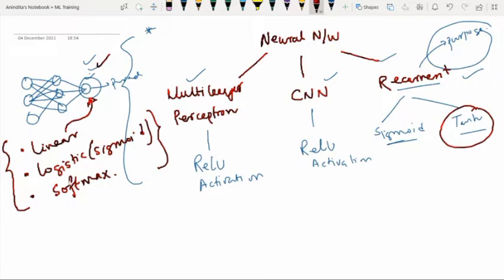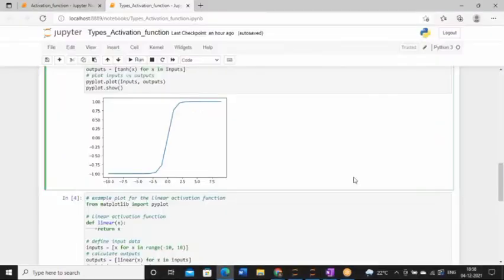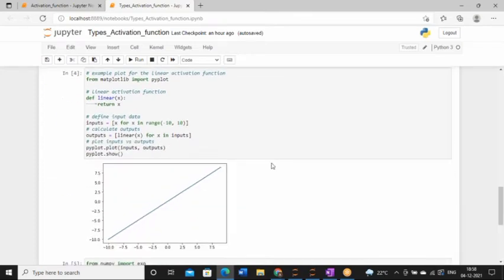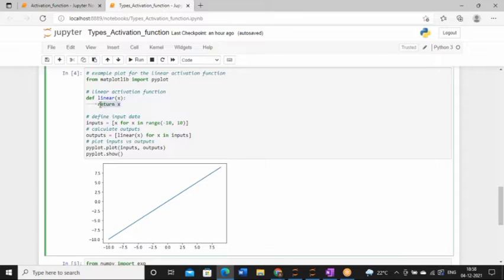Again, I will use the same concept. See, the linear activation function will look like this. And here, this is the formulation of the linear activation function. The linear activation function is also known as identity or no activation function. So identity activation function, no activation function, it is the same as the linear activation function. You have to keep in mind, and it will look like this.